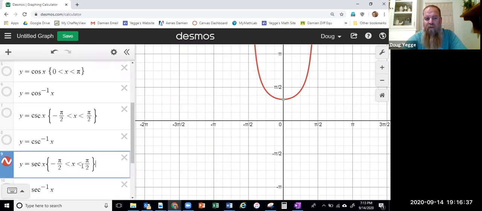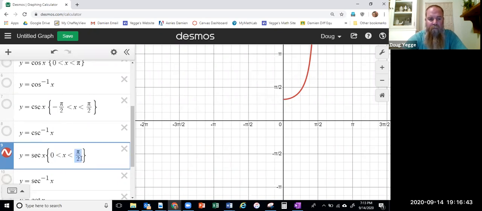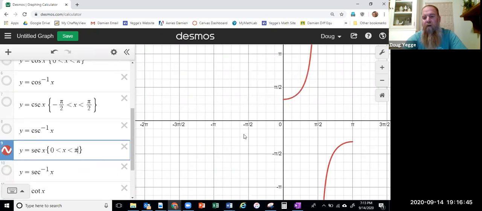But what if we chose the same interval that we chose for cosine x, which was from 0 to pi? If I do that, now notice that I get all of the positive y values and all of the negative y values. Now notice I can't plug in pi/2, so that means that I can never get an answer of pi/2 when I go backwards for secant and I try to find the angle.